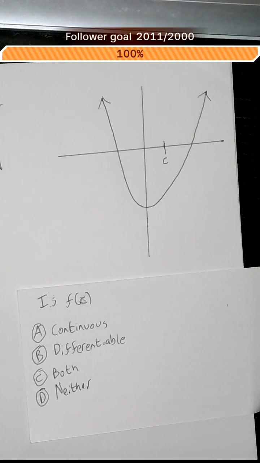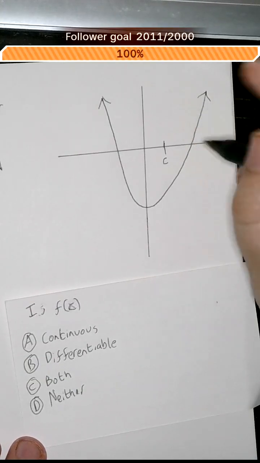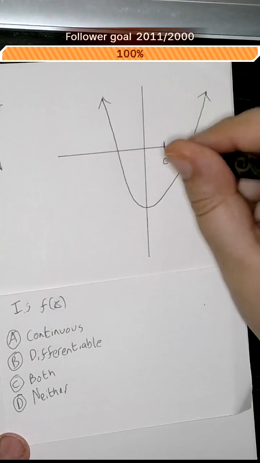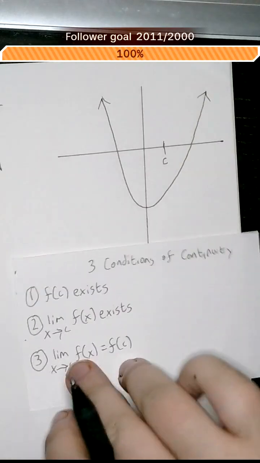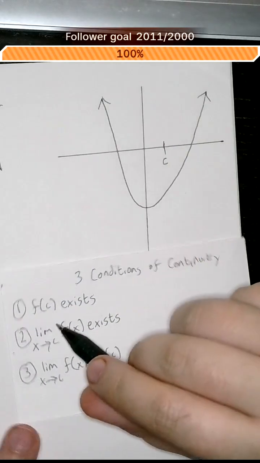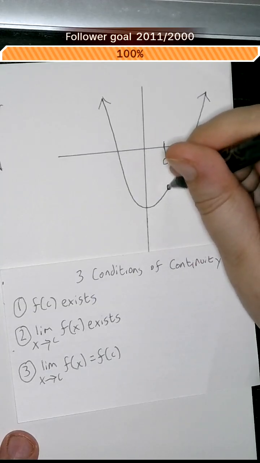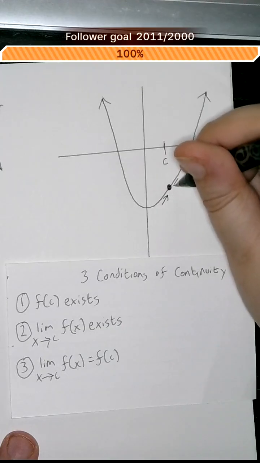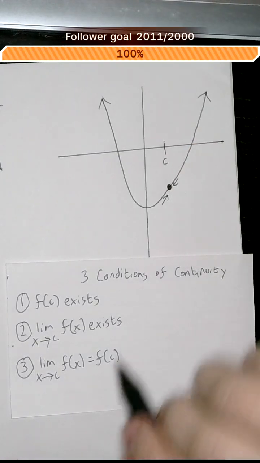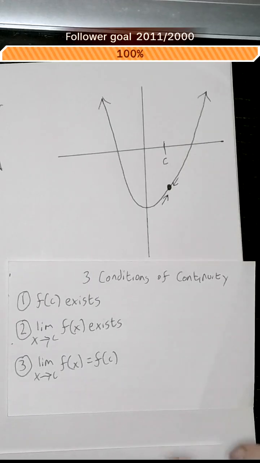Imperfect says both. Beefer says both. Mason says both. Yeah, you're all right. That's exactly right. It is both. Why? Because, does it meet the 3 conditions of continuity? Well, step 1 is that f of c exists, which it does. It's right here. Does the limit exist? Well, I approach the same y value from both the left and the right of c, so yes. And does the limit as x approaches c equal f of c? It does. So this is continuous.